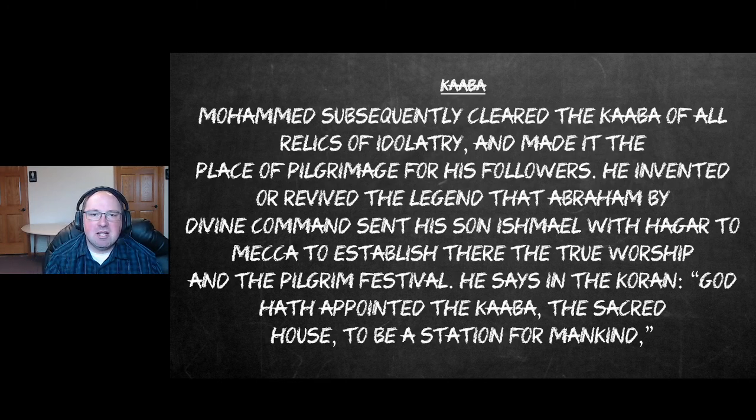Muhammad subsequently cleared the Kaaba of all relics of idolatry and made it the place of pilgrimage for his followers. He invented or revived the legend that Abraham, by divine command, sent his son Ishmael with Hagar to Mecca to establish there the true worship and the pilgrim festival. He says in the Quran, God has appointed the Kaaba, the sacred house, to be a station for mankind.